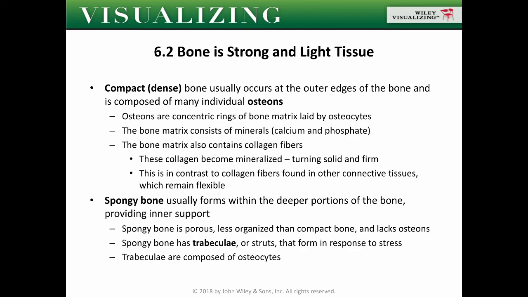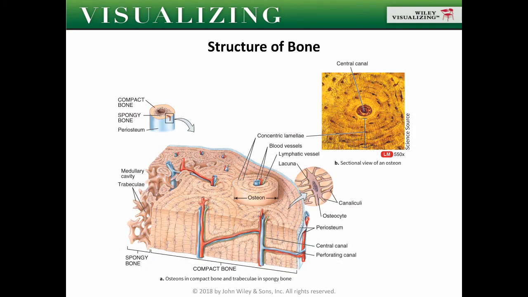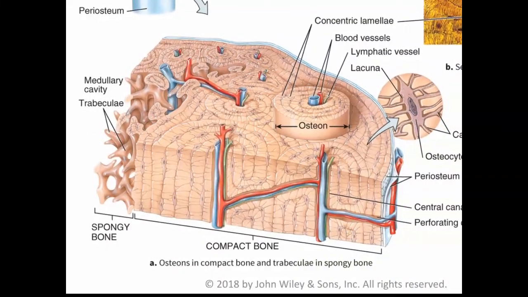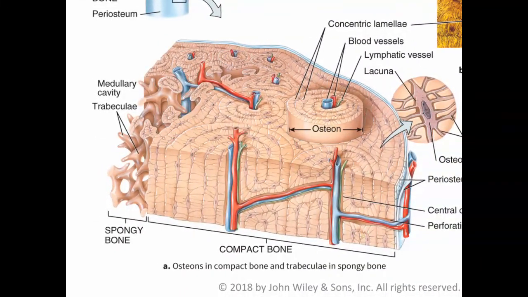The trabeculae are composed of your osteocytes. So this is the structure of your bone. This is basically just one-fourth view, cross-sectional and lengthwise view.